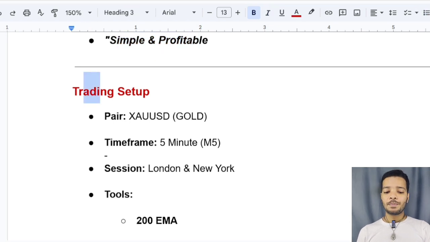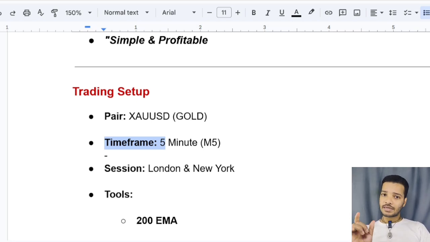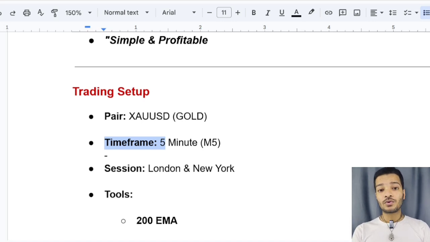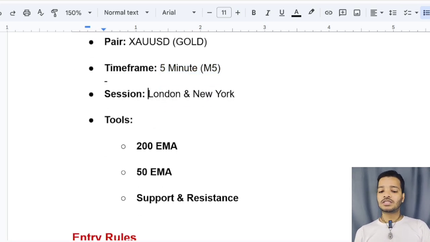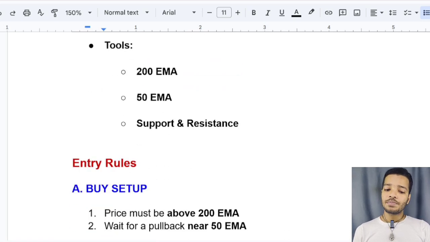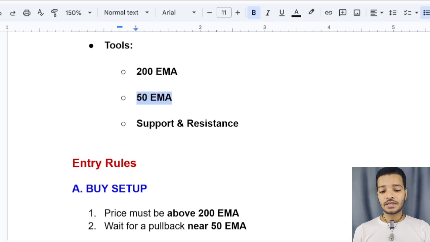Trading setup: pair only XAUUSD, gold. Time frame only 5 minutes, but you can also trade with the higher time frames, 4-hour and daily, then this trade will be most accurate. But if you are a scalper, then you have to trade only the 5-minute time frame. Session: London session and New York session, you can trade. Tools: only the 200 exponential moving average and the 15 EMA.